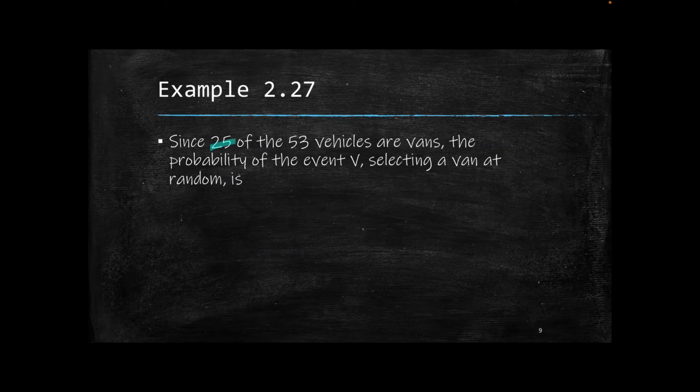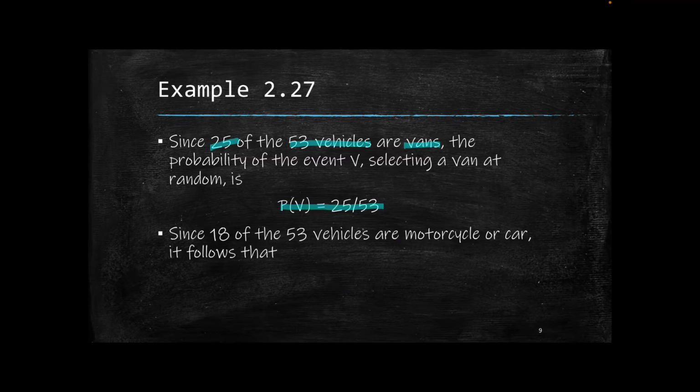Since 25 of the 53 vehicles are vans, the probability of the event V, selecting a van at random, is P(V) equals 25 over 53. Since 18 of the 53 vehicles are motorcycles or cars, it follows that P(motorcycle union car) is 18 over 53.